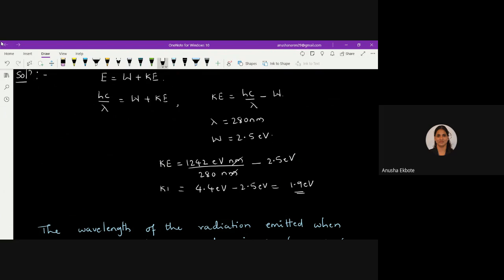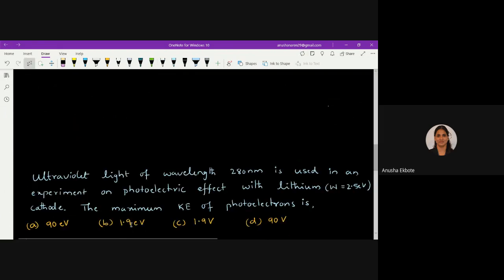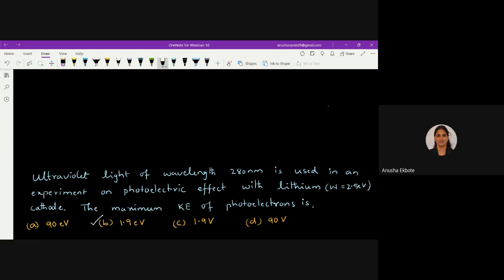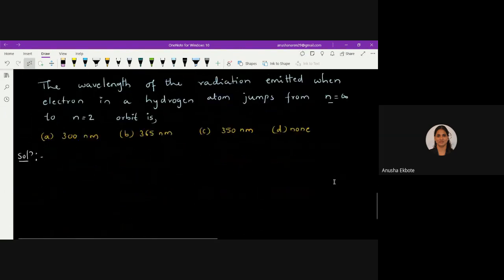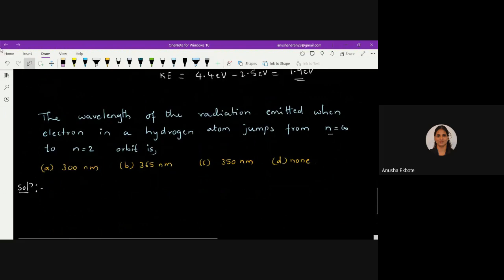Let us look in the options whether this answer is given to us. When I see here, yes, 1.9 eV is given to us, hence B is the correct answer. So let us take one more problem which includes this product of hc. The wavelength of the radiation emitted when an electron in a hydrogen atom jumps from n equals infinity to n equals 2 orbit. This is on Bohr's hydrogen atom problem.